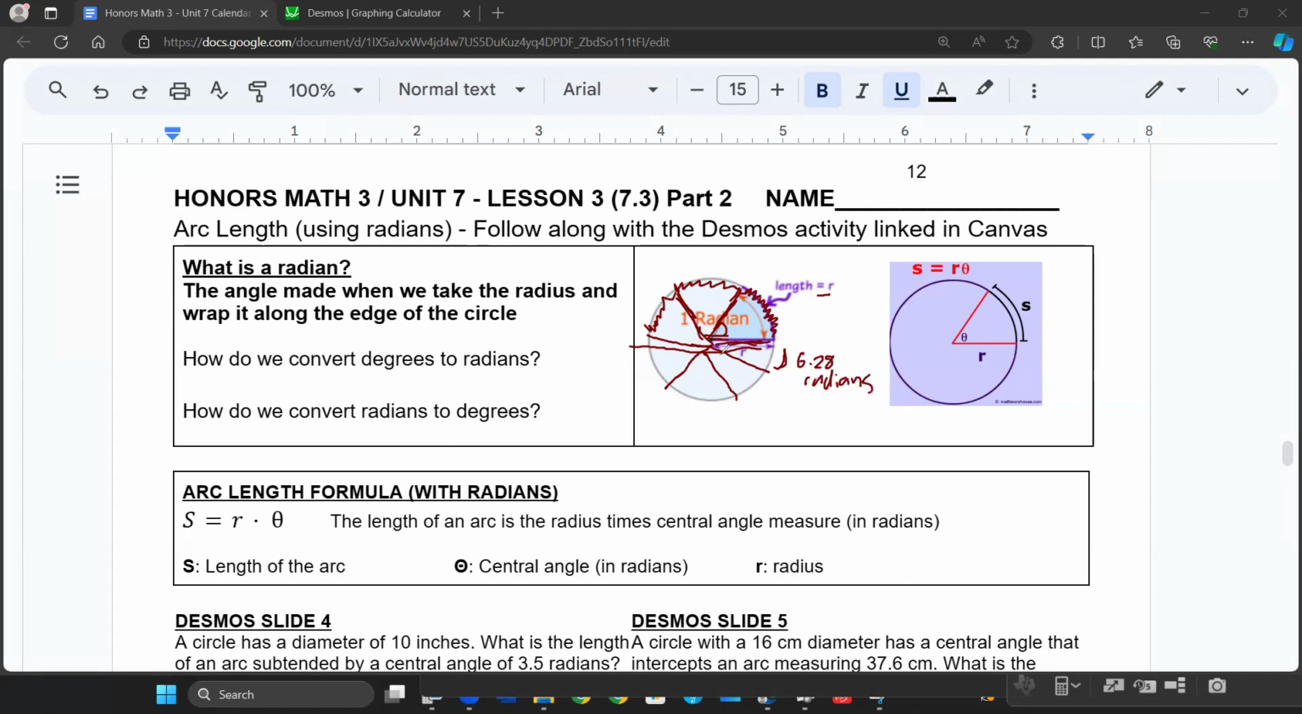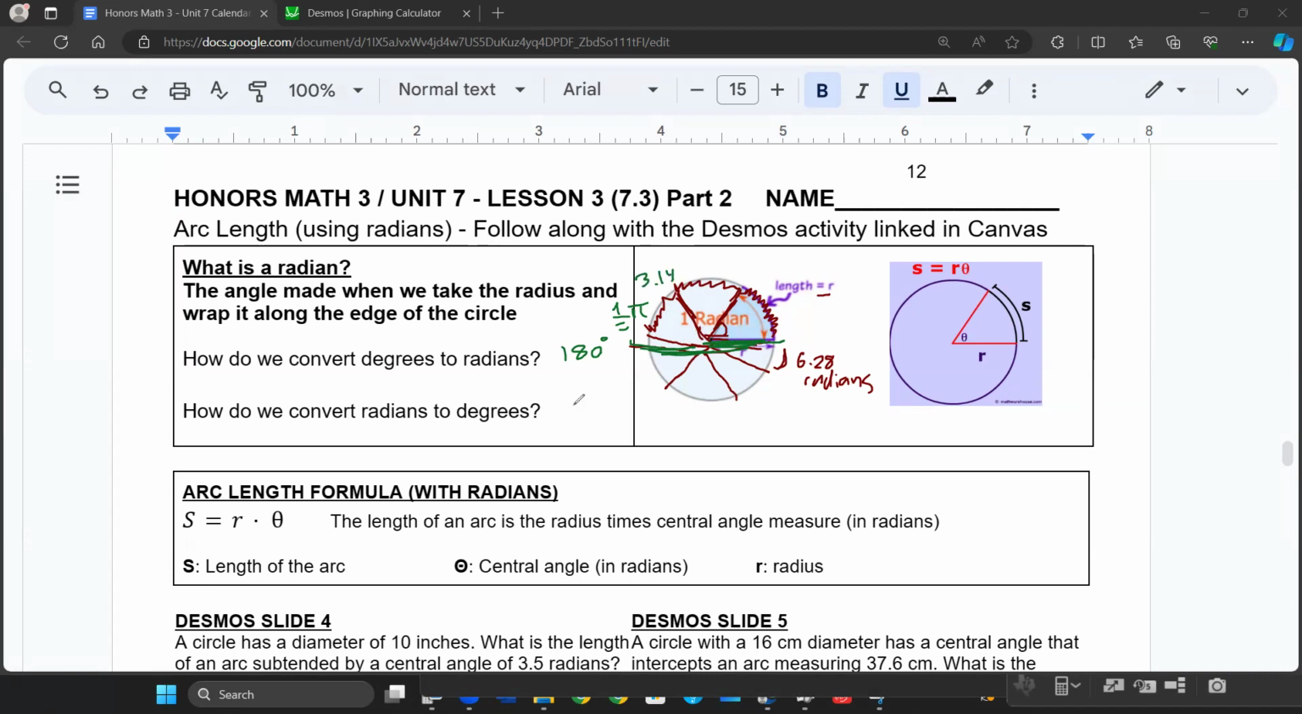Now, what we typically think of in a circle is not the full circle, but 1/2 of the circle. So half of that circle, if I cut that in half, is 180 degrees, which is equivalent to 1 pi radians, which is 3.14.